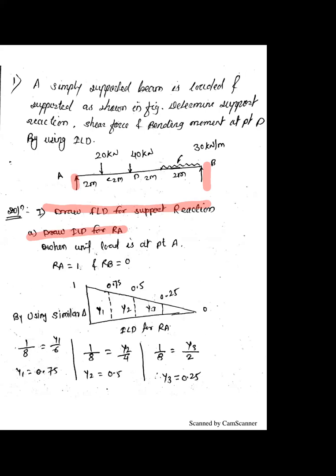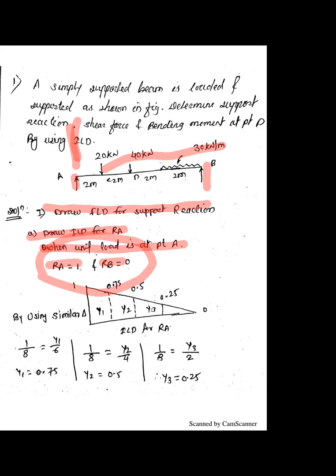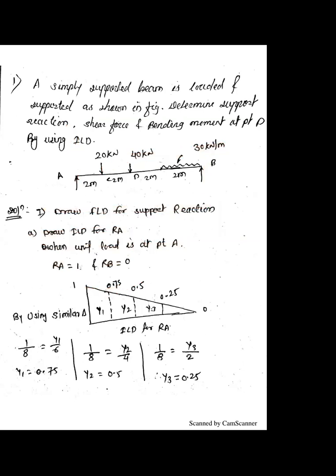In that, always assume when unit load is at point A, means unit load is at point A. Forget about this type of load. Okay. Unit load is at point A, RA is equal to 1, RB is equal to 0. We have seen already in previous lecture. When RA is equal to 1 and when RB is equal to 1. So draw this ILD first.